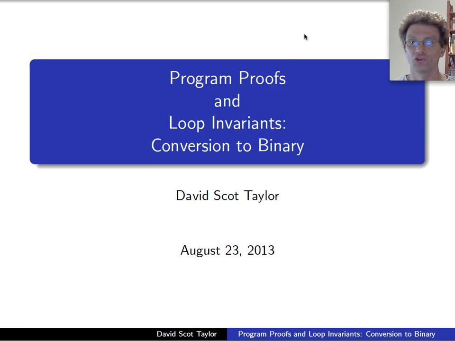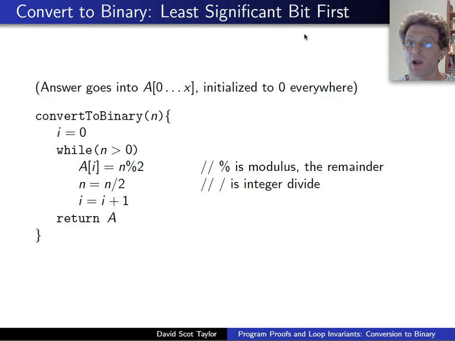Okay, so we've seen a few program proofs now, but they were basically on little fake programs. Now we're going to go back to our conversion to binary program, which is at least a real program example. And we're going to see how that works for a program proof to show that this conversion to binary program actually works.